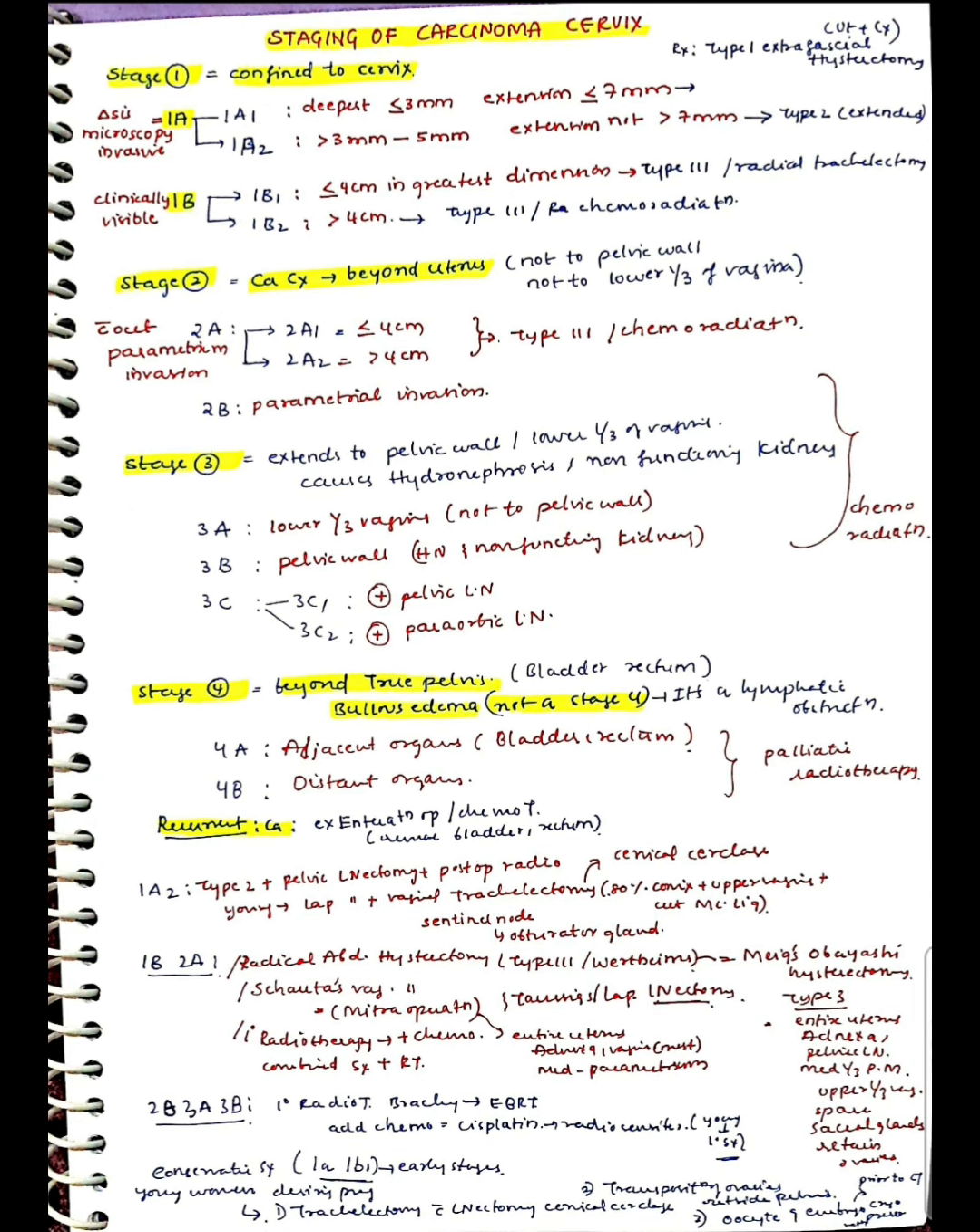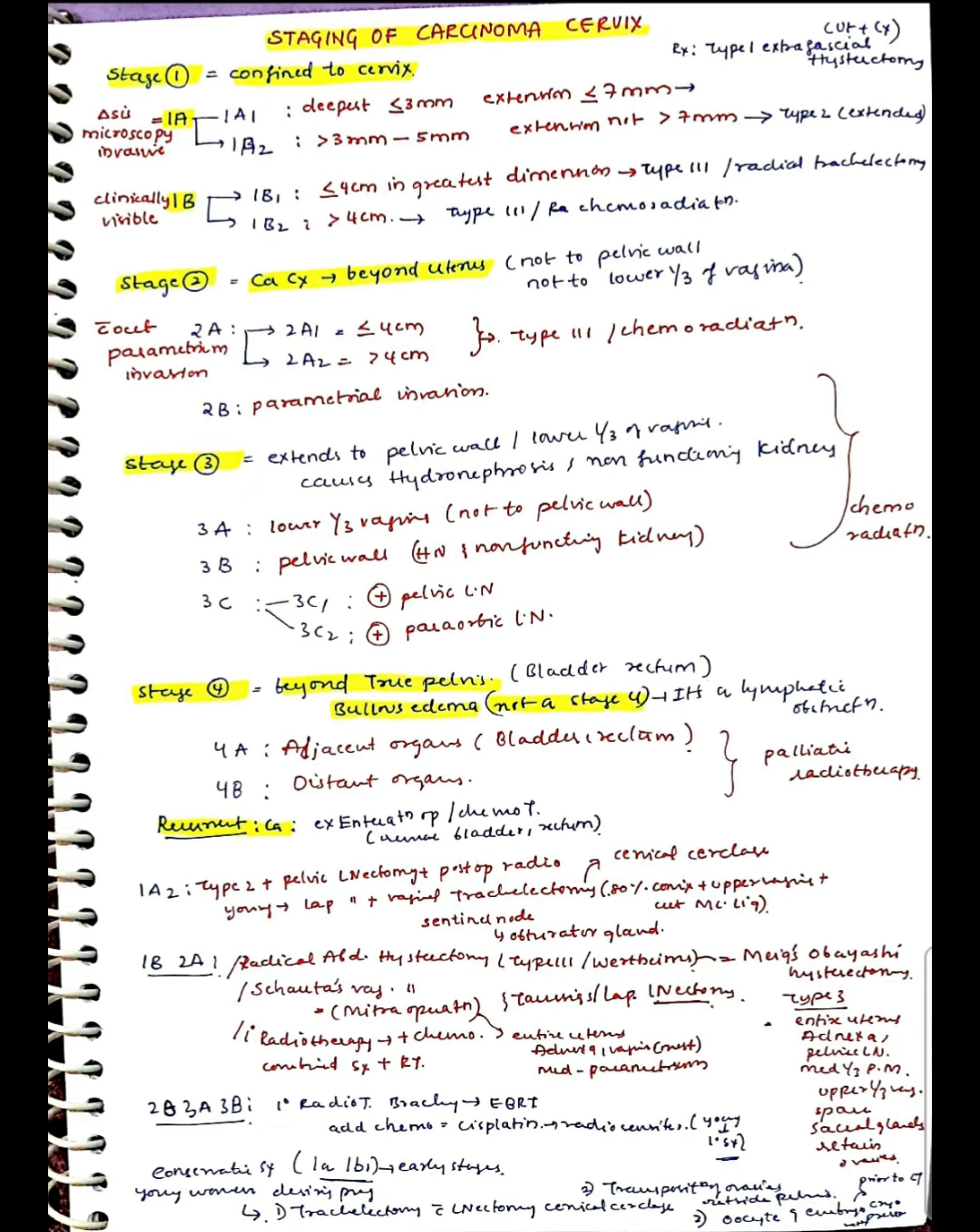Stage 1B and 2A, I've said we can do type 3 radical hysterectomy and we can go with the chemoradiation part. So what are the choices available in stages 1B and 2A? In stages 1B and 2A, you can go with the radical abdominal hysterectomy, that is also called type 3 Wertheim's hysterectomy or Meigs-Okabayashi hysterectomy. Or you can go with the Schauta's vaginal hysterectomy, that is also called as Mitra operation. Here the entire uterus and adnexa and most of the vagina and the medial part of the parametrium are removed in Schauta's vaginal hysterectomy. It's also called as Mitra operation.